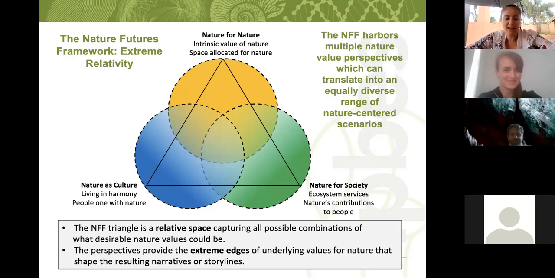So in essence, the triangle is a relative space which captures all possible combinations of what desirable nature values could be. And it also provides the extreme edges of underlying values for nature that we hope to be able to use to actually shape the resulting narratives or storylines that we're planning to develop as a scenarios community.